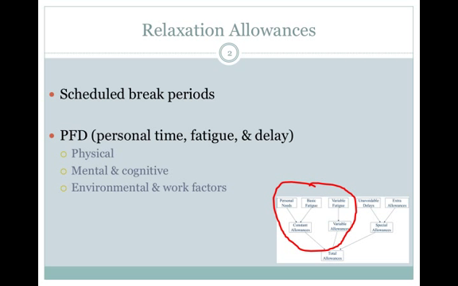And then lastly, we have environmental and work factors, which would probably fall into variable fatigue, variable allowances. You could have something like a snowstorm come in, and you'd have to account for that with allowances. If it's snowing, it's really cold out, it's probably going to take workers a little bit longer to do their work, and it's going to be a little bit more demanding.